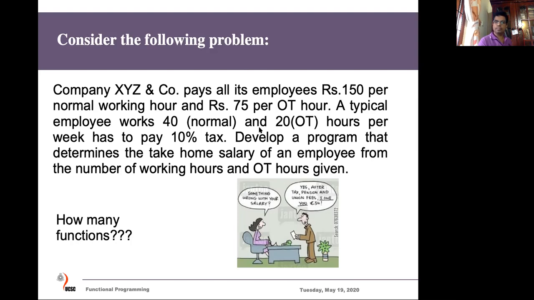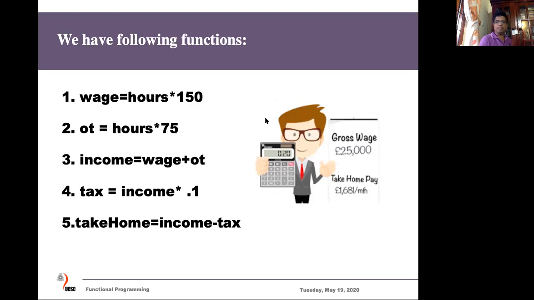How many? First, obviously, you can understand there should be a function to calculate the amount for normal working hours. Then we need a function to calculate the payments for OT hours. Then we need a function to calculate the tax. Right? Basically, his salary is normal working hour pay plus OT pay minus tax. So then we can write small functions for that. So these are the things we know we need.